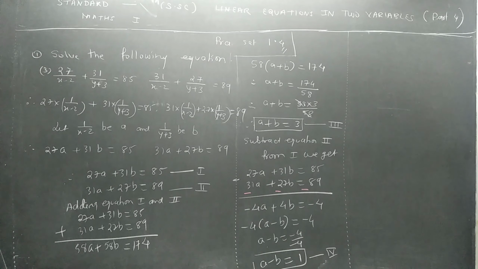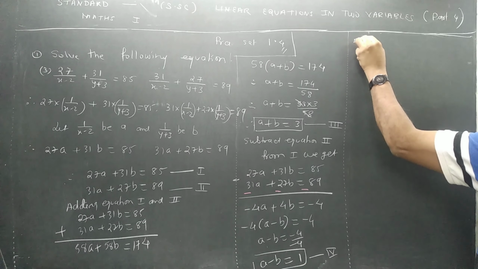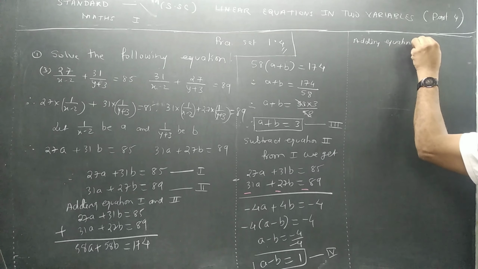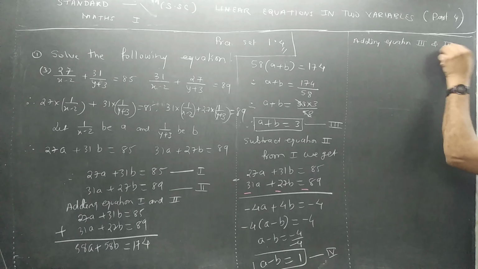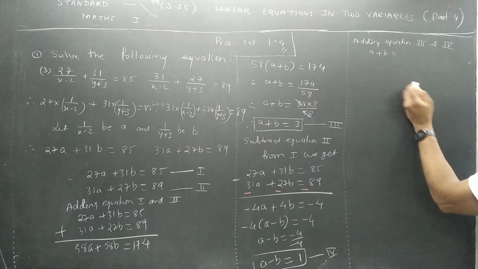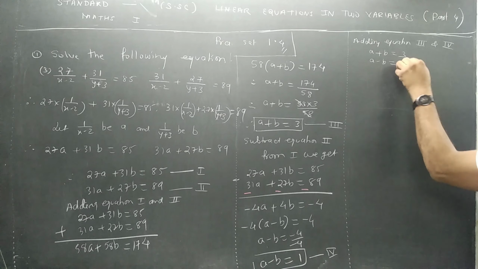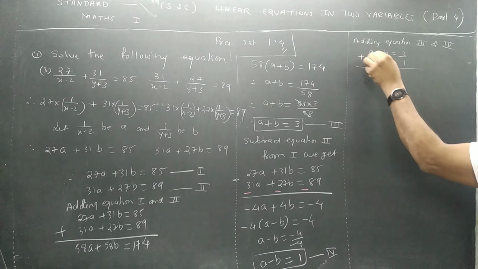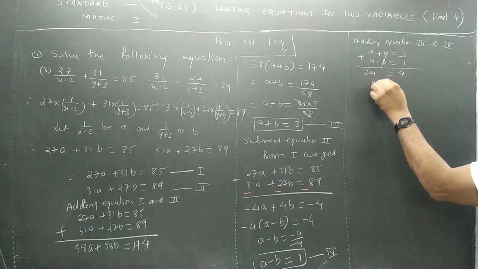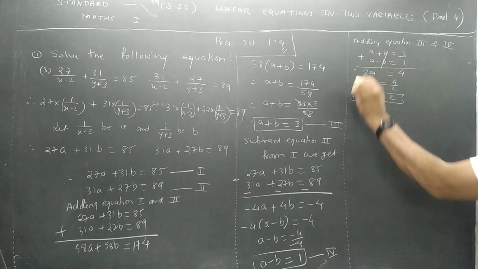Now the third method is left. What is that? We are going to add equations 3 and 4. Look at what I am going to write. Adding equations 3 and 4, what is the equation? If I am adding, what happens then? a plus b is equal to 3 and a minus b is equal to 1. While adding, we are not going to change the sign, so 2a is equal to 4, or a is equal to 4 upon 2. a is equal to 2 is the answer.